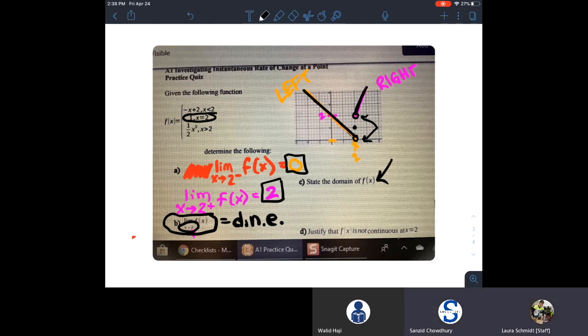Do you guys know the answer to this? Domain, would it be like x is an element of R, all real numbers? Yeah, although I should have put arrows like this. But yeah, it would be. Cool. Any other questions?